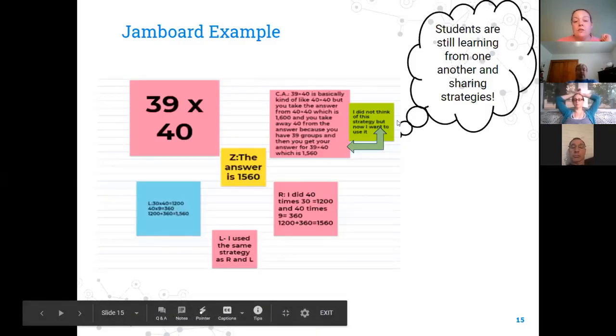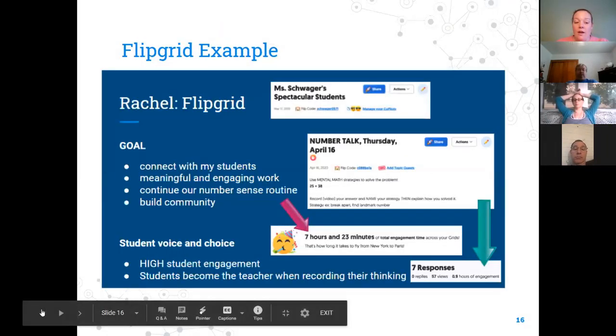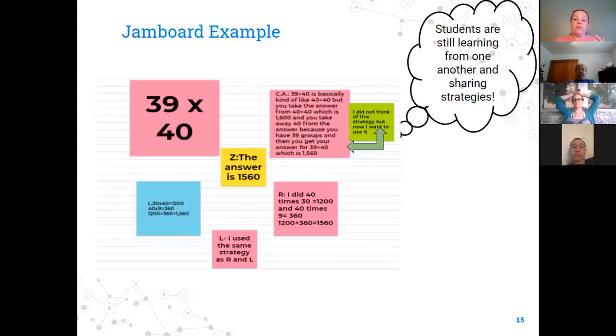And students are still learning from each other. So they can give feedback to each other on the Jamboard. Like this student said, "I didn't think of that strategy, but now I want to use it." And so hopefully on the next prompt, they'll have the opportunity to try that strategy. That's the whole purpose of a number talk, for them to see the different strategies and then try it out on their own when they go to the next problem.